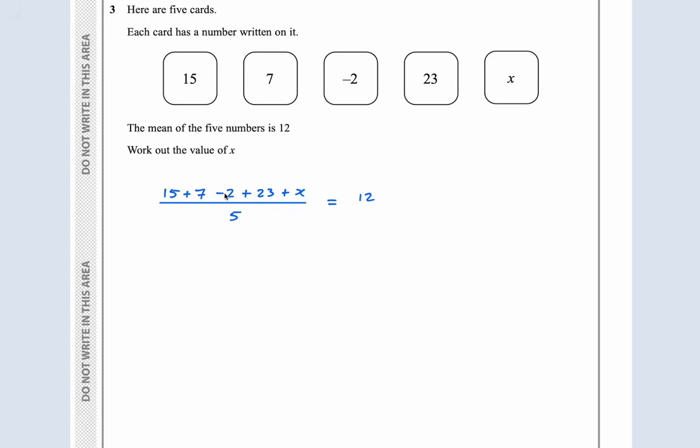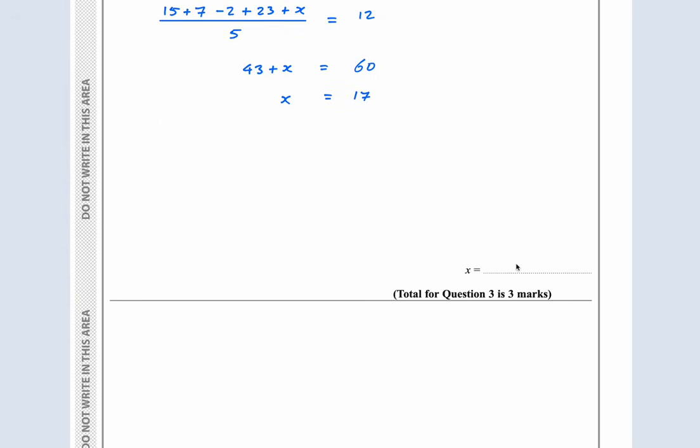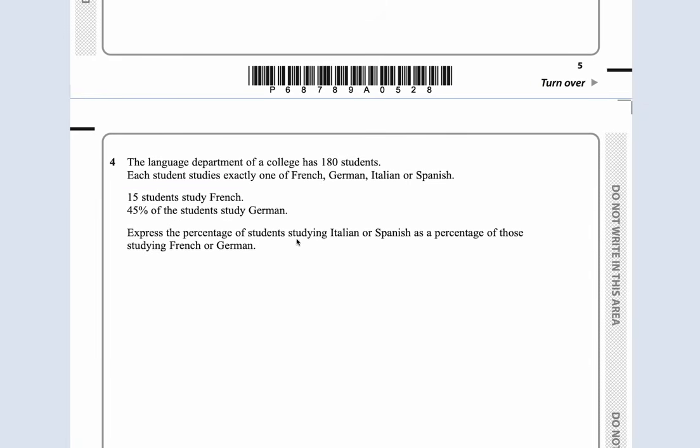Now let's actually add them, guys. This is 22 minus 2 is 20, 43 plus x. So 43 plus x has to be 60, because 5 times 12 is 60. 60 minus 43 is 17, which means x is equal to 17. Okay, that was not too bad.